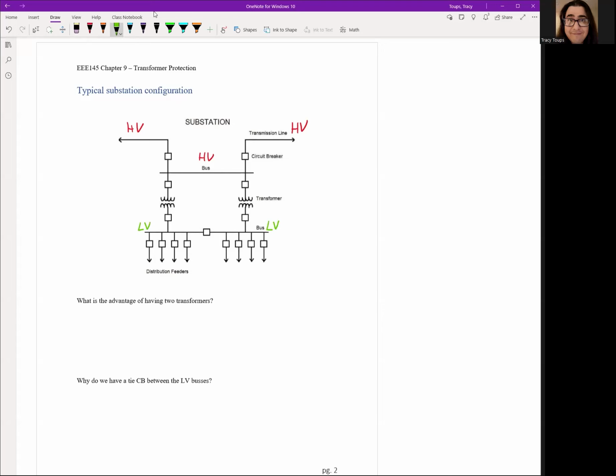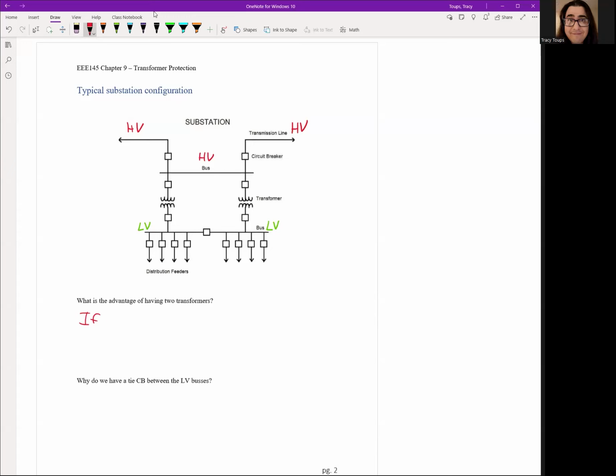So you have the high voltage side, the low voltage side, and these are all the feeders on your low voltage side that go to the neighborhood. Now, if you notice, there are two transformers. So you ask yourself, well, why do we have two transformers? We could have one big one, but we want to split it in half. Obviously, having two transformers is more expensive than having one, but we get a big advantage.